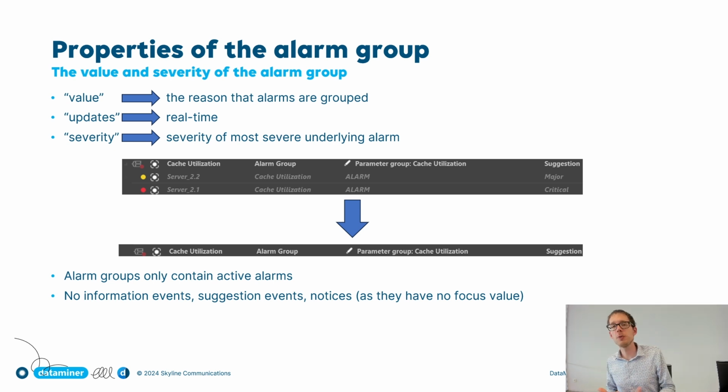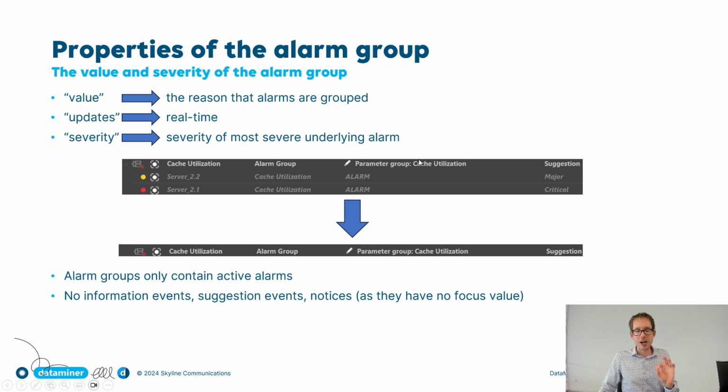Well, the severity of the group is very easy. It's just the severity of the most severe underlying alarm. So in this case, as you can see, we have two underlying alarms. One has the severity major and the other critical. And then you will get a critical alarm group right here.